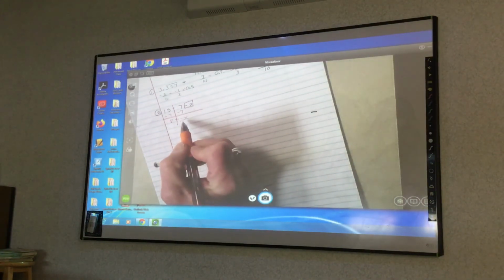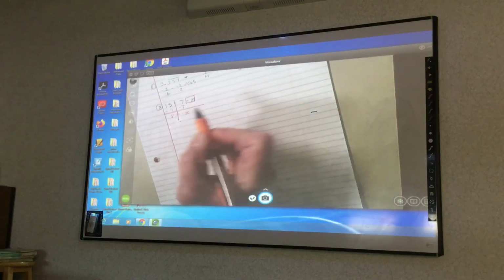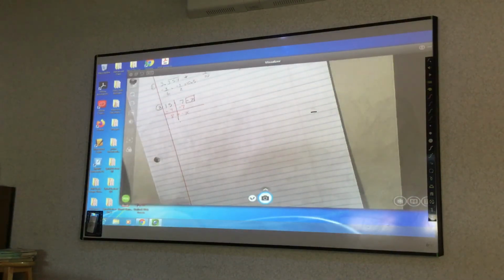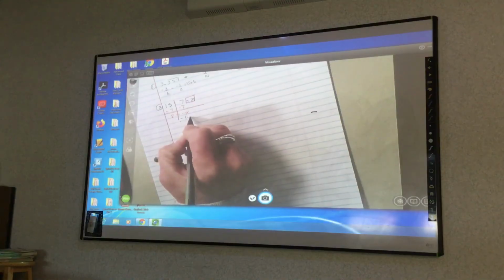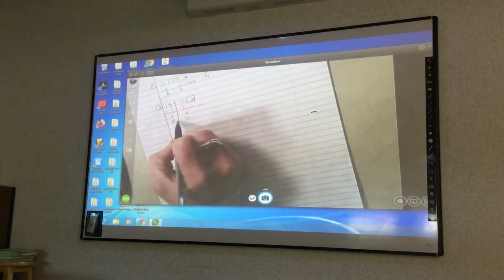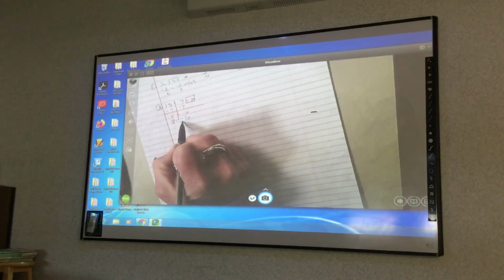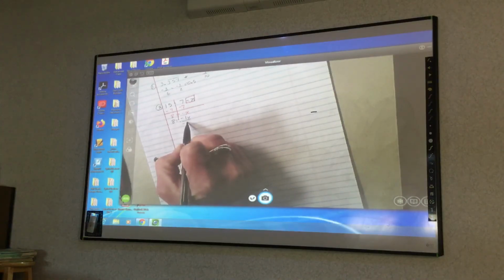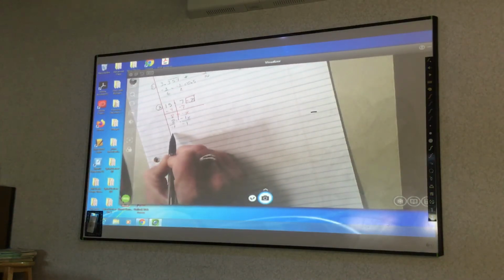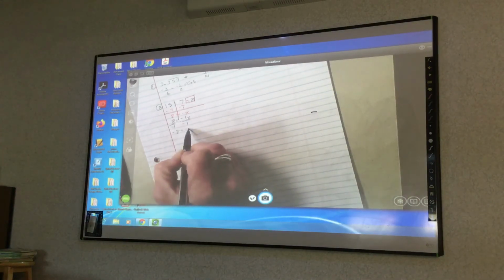You cannot leave that as a negative x, so you just think of that as a negative 1x. So 8 equals a negative 1x. So to get rid of the negative, I divide each side by negative 1. So a negative 8 equals x.